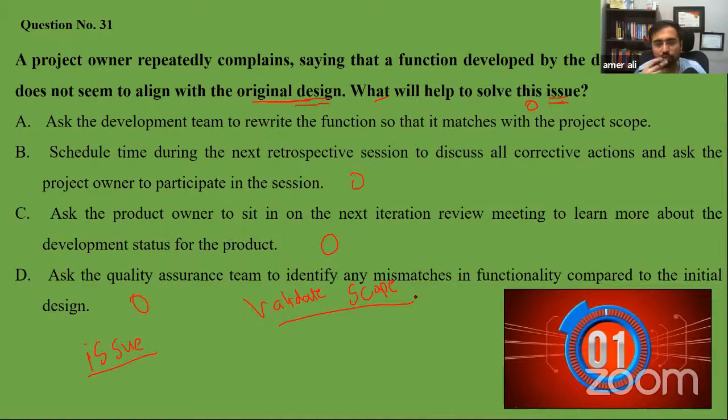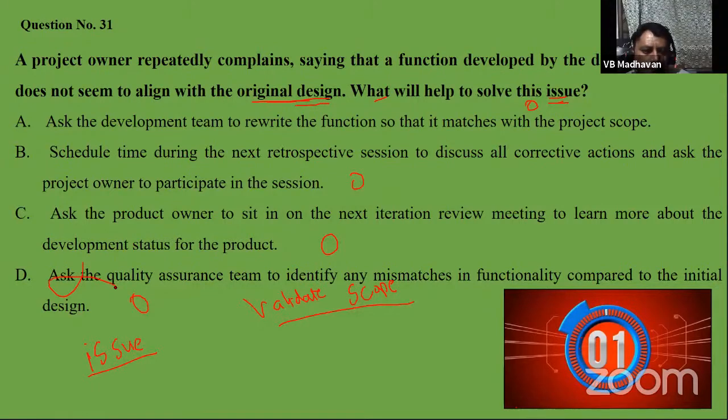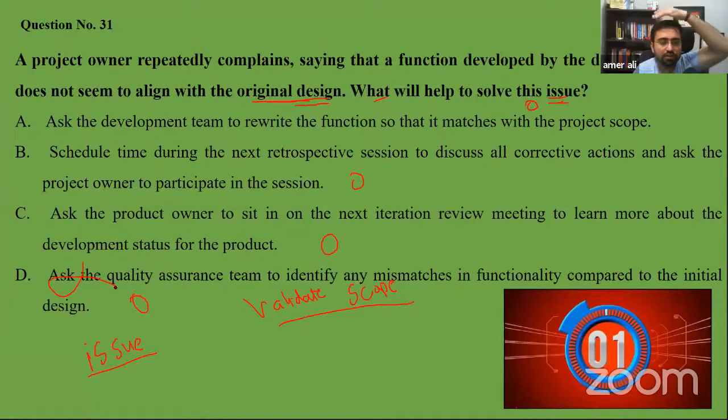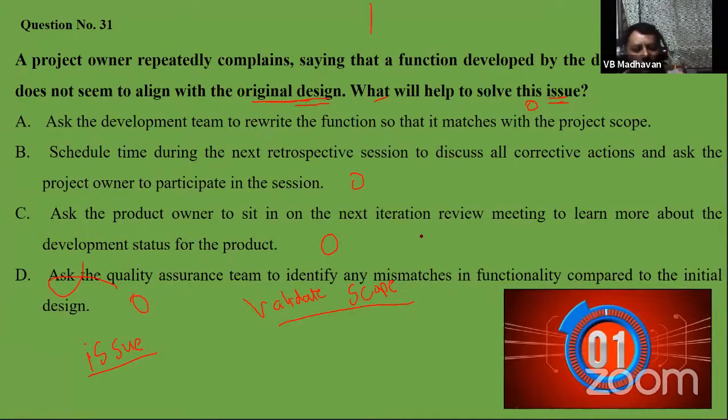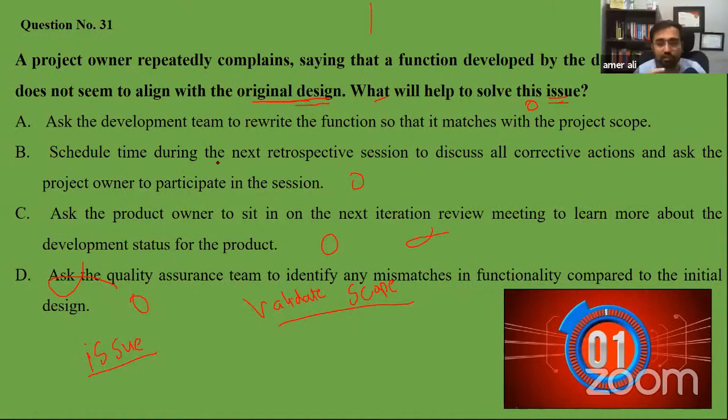Quality that has been approved by quality team. No? So that is the first thing. You are not understanding the journey of quality, no? A journey of deliverables. Ask the product owner to sit on the next iteration review meeting. How that will help? He's already saying that he already checked it. No? Schedule time during the next retrospective to discuss all corrective action.